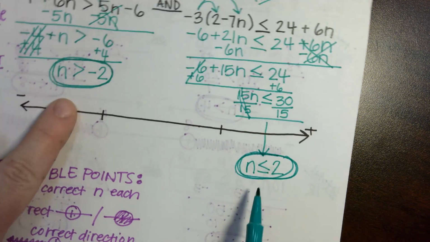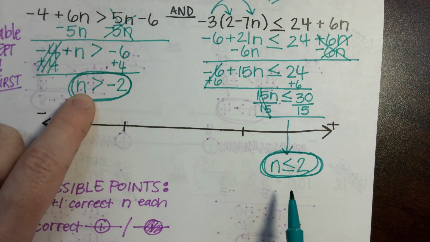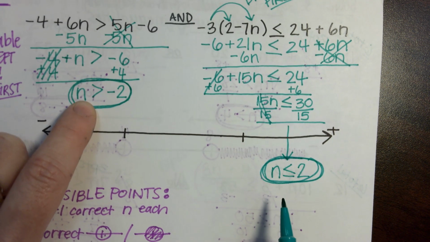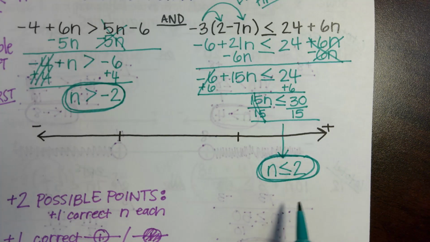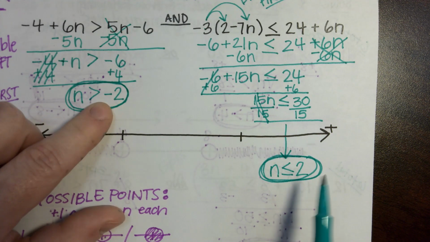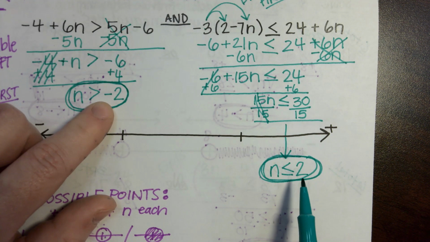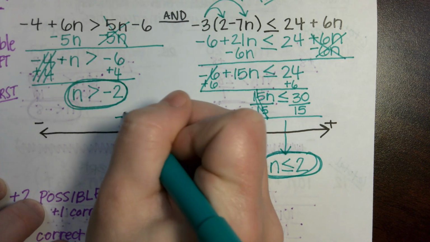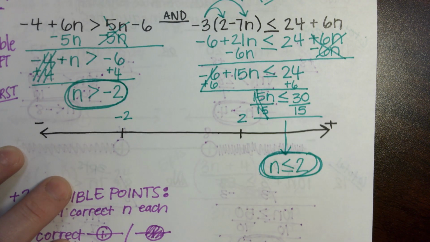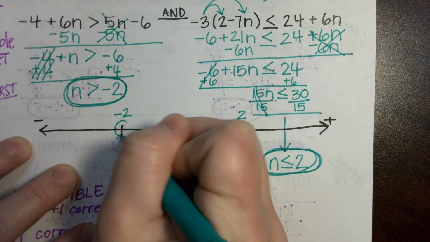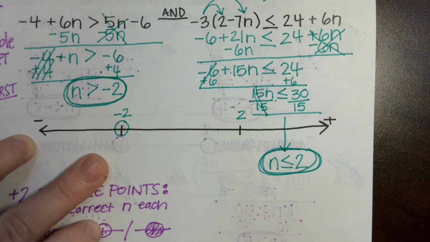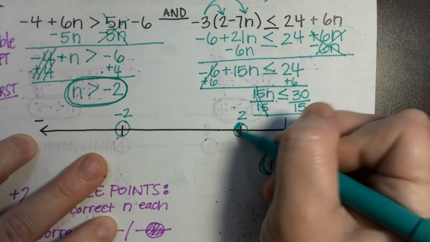Okay, so now we have our two answers. N is greater than -2, and n is less than or equal to +2. First of all, I have a negative number and a positive number. -2, +2. Which comes first? Negative. -2. +2 comes next. Now let's do our circles. -2, is that open or closed? Open. +2, open or closed? Closed. We want to shade that circle.